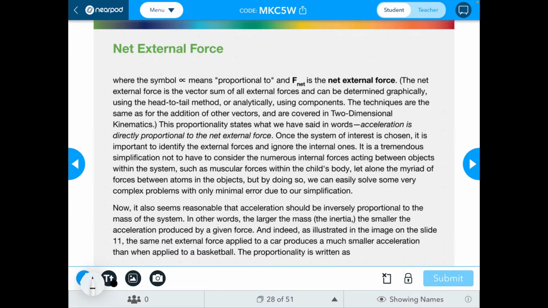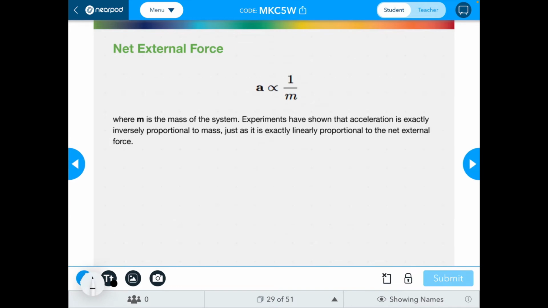Now, keep in mind this also means that as one of them goes up, the other one is also going to go up. So that's the nice thing about proportionality: if the acceleration increases, the force is going to increase as well, as long as other things stay the same. There is that little caveat that we have to keep something else the same in order for that to happen, which usually just means the mass.